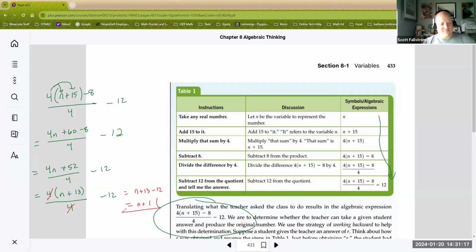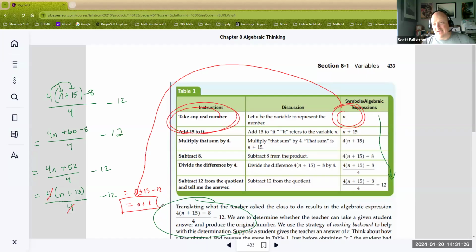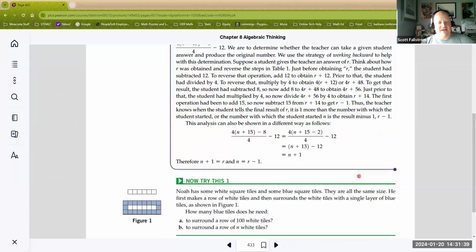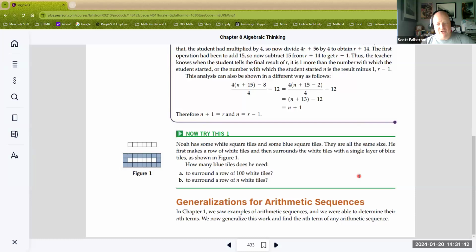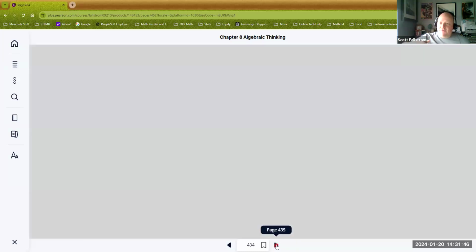So what does this say? If you take any number and we call it n, and you do all that work, at the end of the day, guess what? You're going to end up with n plus 1. So if you tell me the number 8, I know your original number was 7. And that is the power of algebra. The goal in algebra is to make things simpler. Okay. Now, what we're going to see here is a generalization of arithmetic sequences that we've done in the past.